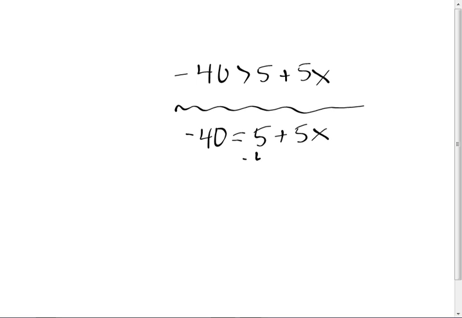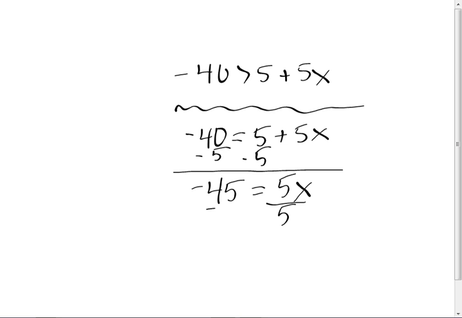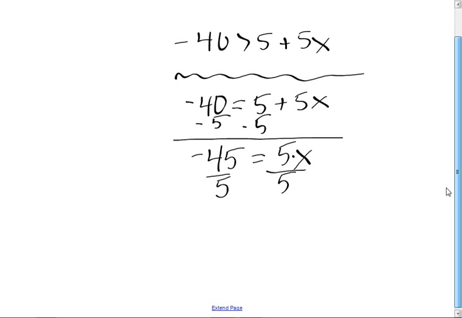Okay, so we subtract 5. You guys, you know this. I know you know it. So negative 45 is equal to 5x, and then what do we do? Divide by 5. Okay, Allison? Wait, why is it divided by 5? Because you divide by the number with the letter. So the answer is negative 9.